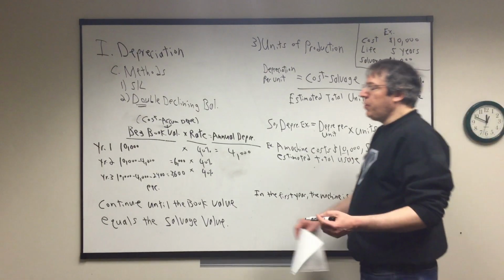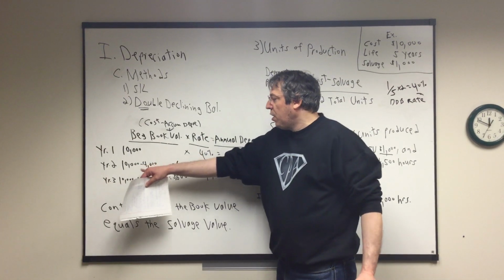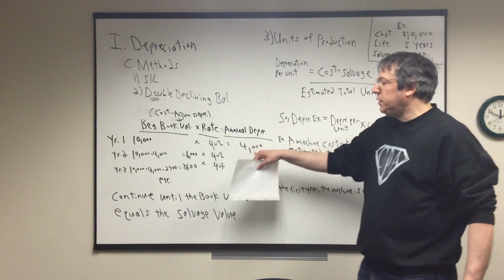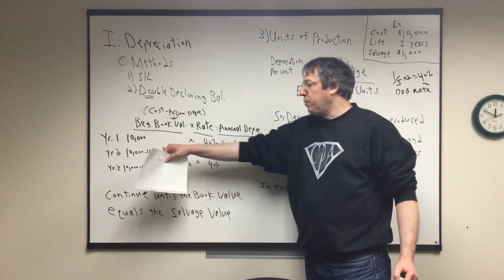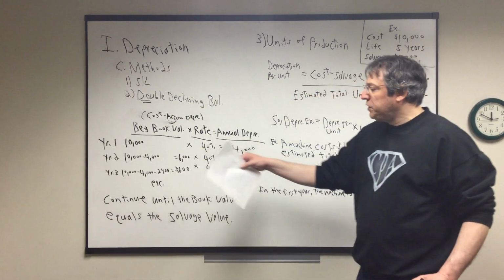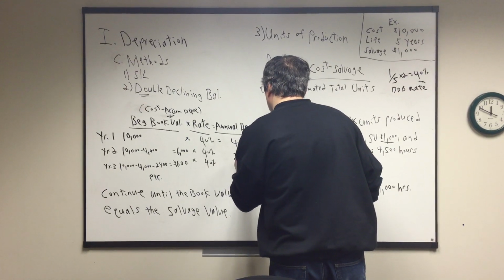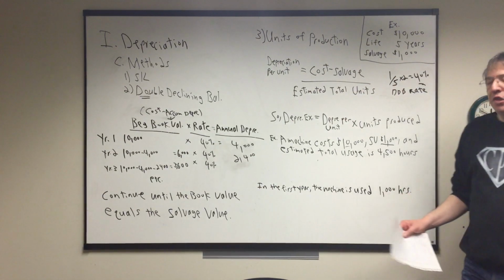The second year, we have a cost still of $10,000. We subtract out our year one depreciation that we booked already of $4,000, gives us a net book value of $6,000, right? 10 minus 4 is 6, times the 40%, and that's going to give us $2,400. So that would be the second year depreciation.